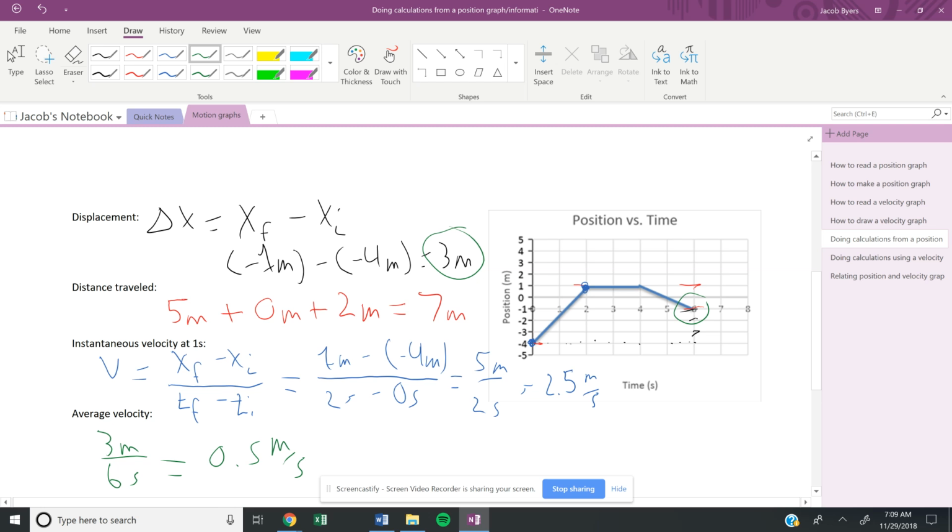So what that means is if I wanted to travel at one constant velocity from the initial point to the final point, I would go forward at 0.5 meters per second and end up at the same spot. Okay?